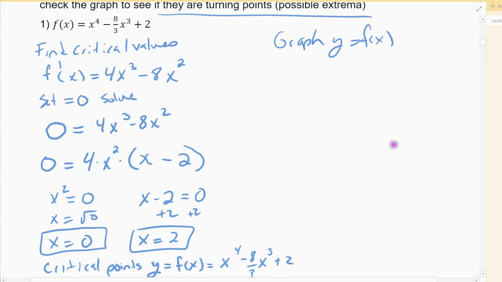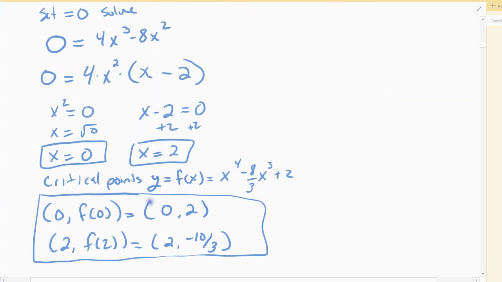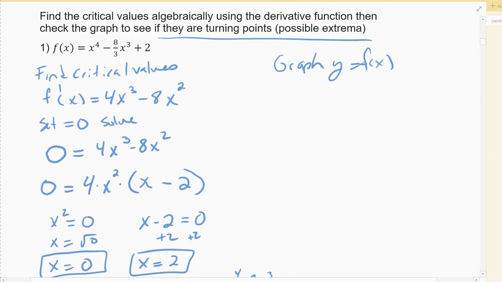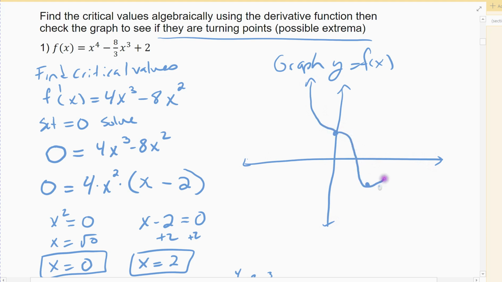Standard windows should be fine, and I know a standard window is fine because if I look at my critical points, all of my values land between 10 and negative 10. None of them are bigger than 10, and none are smaller than negative 10. So you can hit zoom standard on your calculator. If it's not in a standard 10 by 10 window, hit zoom and then standard window. It should graph on your calculator and give you this shape. There's the graph of f of x.